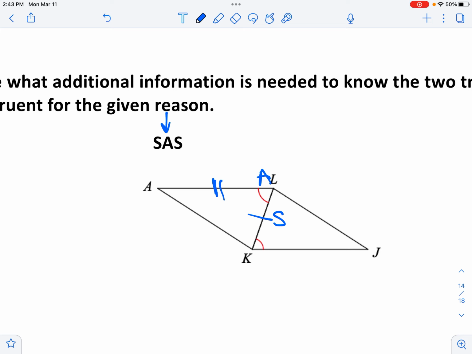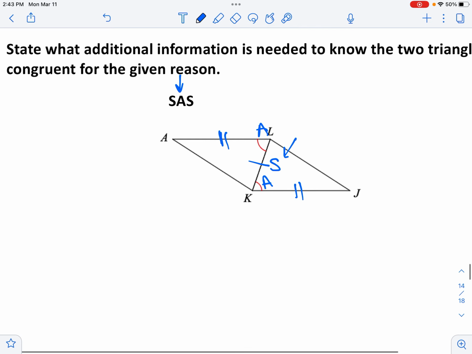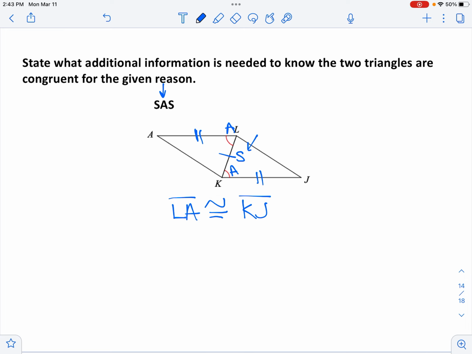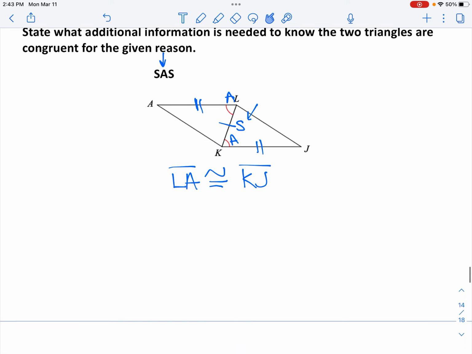So if I go that same way, I start with this side on the other triangle, then to the angle, and then it would have to go to this one. So the thing that I would need is segment LA to be congruent to segment, I want to do it in the same order, KJ. Then I could use side, angle, side. Okay, let's try one more of those.